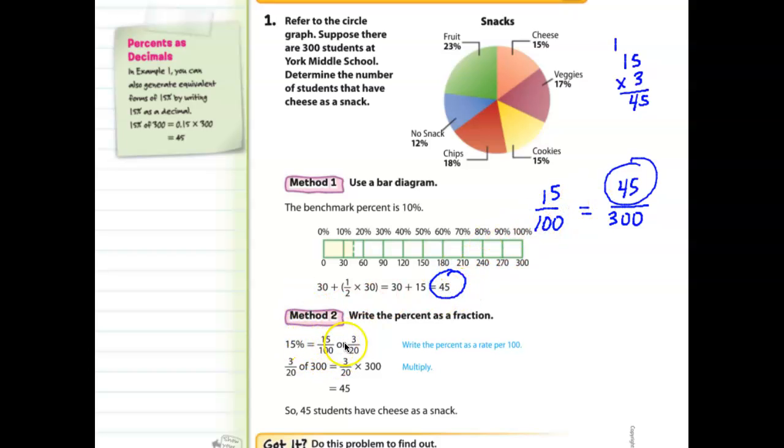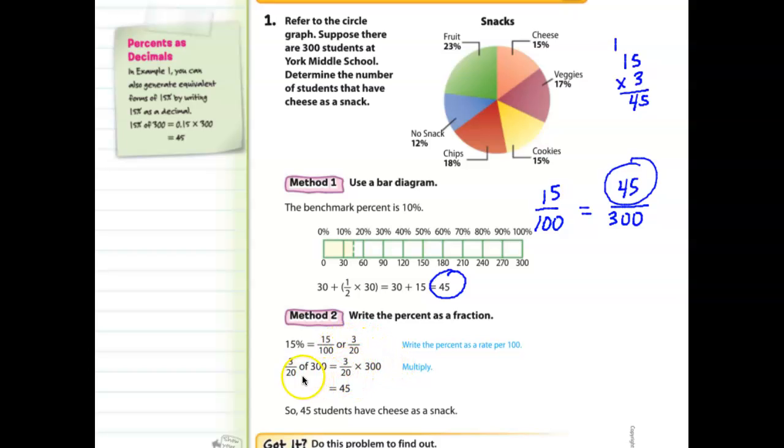Now, they did method 2 slightly differently. Instead of taking 15 over 100 and making it to 300, they reduced it by dividing 15 hundredths by what number? 3 times what is 15? 20 times what is 100? Answer that for me, please. That's correct. They divided by 5.